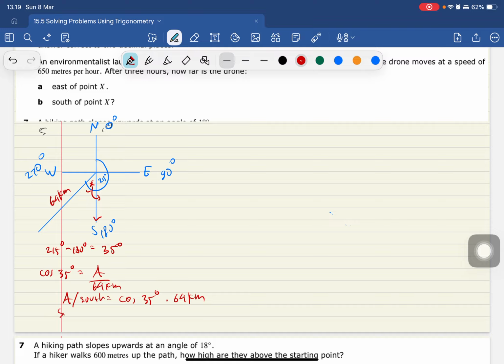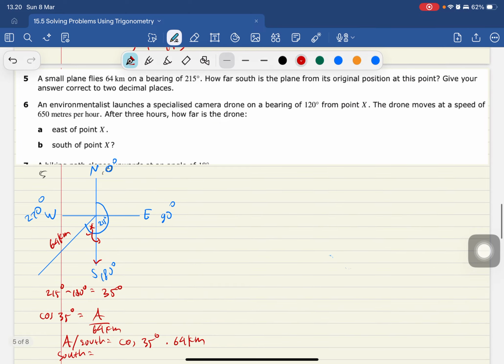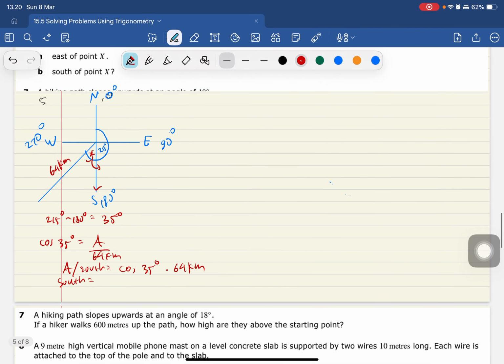Let's use a calculator. 64 multiplied by cos 35 degrees. It will give you the answer to two decimal places: 52.43 kilometers. Yeah, let's go through number 6.